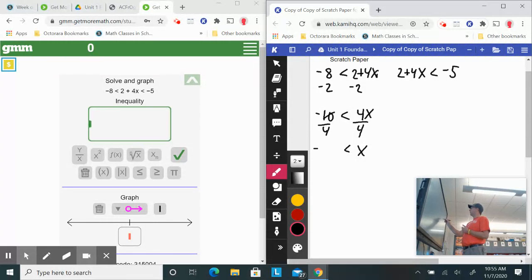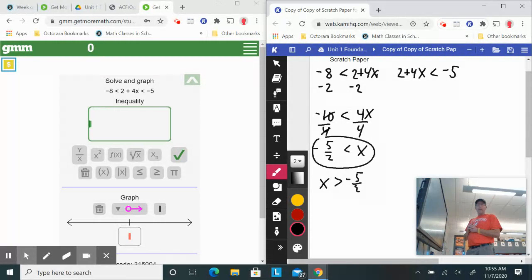And 10 fourths can be simplified. Divide by 2, divide by 2. It'll be negative 5 halves. So that's one possible solution. You can also look at that as saying that any number that's greater than negative 5 halves can make this compound inequality true. But you've got to look at the second part also, because the solutions have to work for both parts.